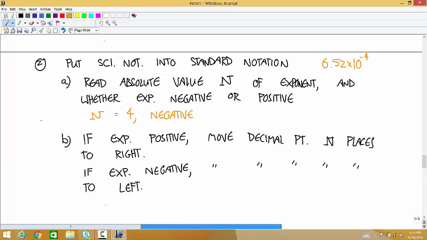So in this example, we have 6, 5, 2. The original place for the decimal point is right after the 6. Our exponent is negative, so we're going to go to the left 4 places. So 1, 2, 3, 4. So there's the decimal point. All of these spots have to be filled with zeros. And so there's the number in standard notation.